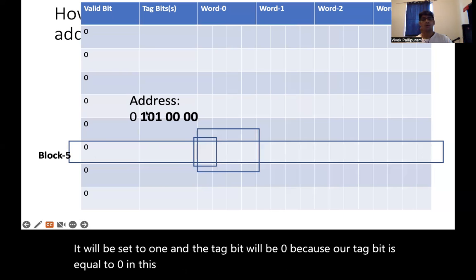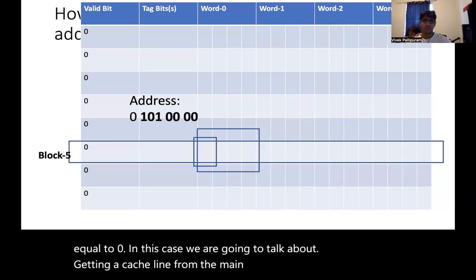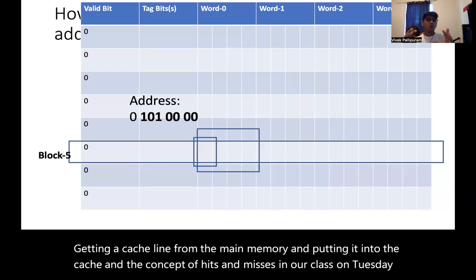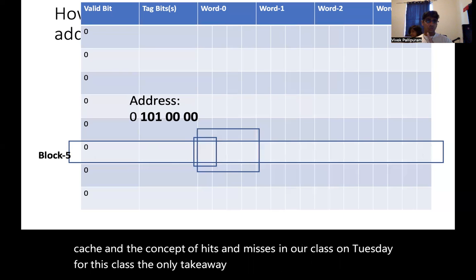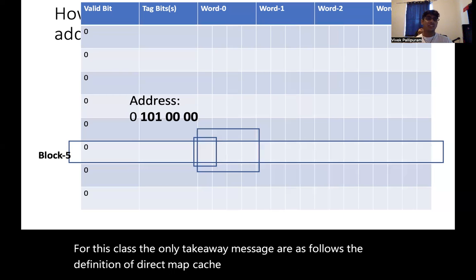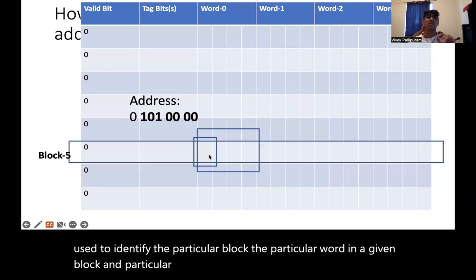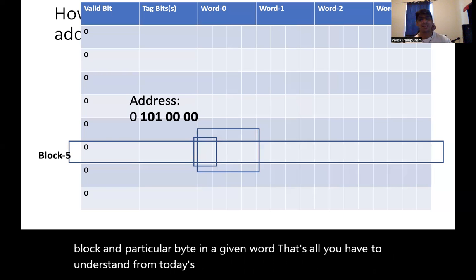We are going to talk about getting a cache line from the main memory and putting it into the cache, and the concept of hits and misses in our class on Tuesday. For this class, the only takeaway messages are as follows: the definition of direct map cache, and how the memory address bits are used to identify the particular block, the particular word in a given block, and the particular byte in a given word. That's all you have to understand from today's class. More on this in our next class on Tuesday.